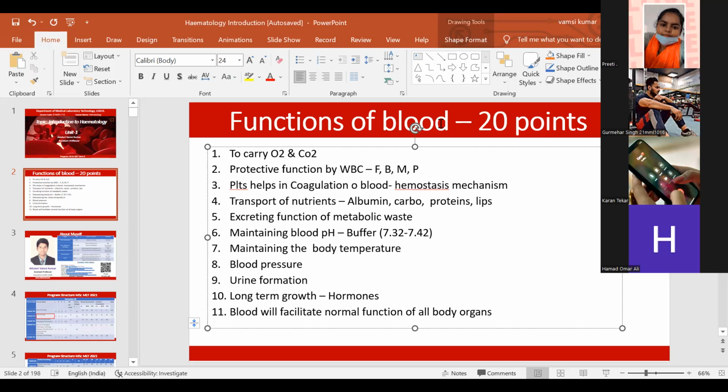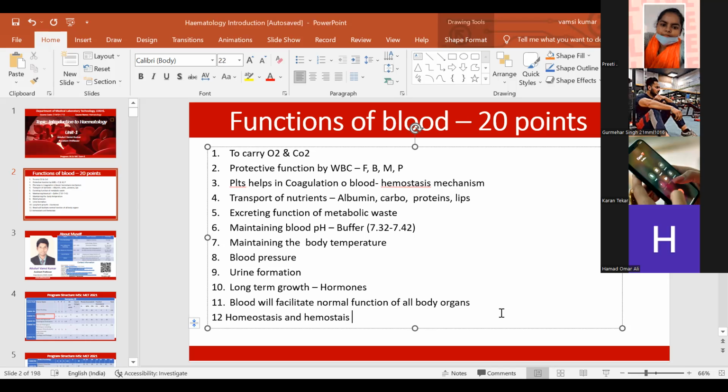Yes, your voice broke down. Maintain homeostasis. Very good. Maintain homeostasis. Damini, right? Yes, Damini. There is a difference between homeostasis and hemostasis. Very good.